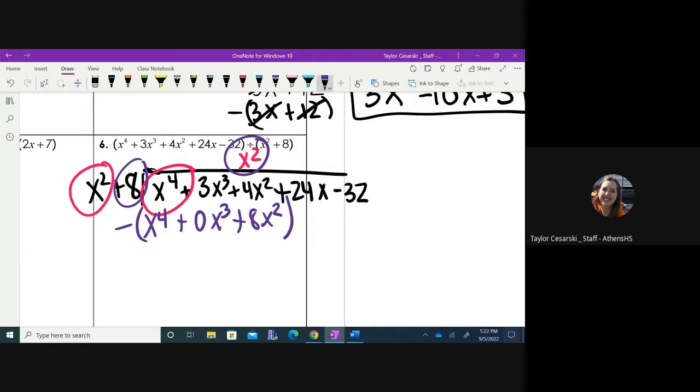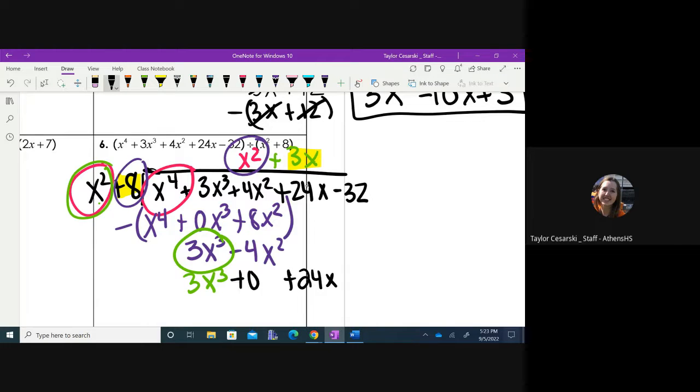And then I'm going to subtract down. So I get 3x to the third minus 4x squared. I'm going to do the exact same thing again. So x squared times what will give me 3x to the third, and that's 3x. And then I'm going to again multiply both pieces. So 3x times x squared gives me 3x to the third, and 3x times 8 gives me 24x. Notice again that there's a missing term, so I'm going to just leave that as plus 0x squared.